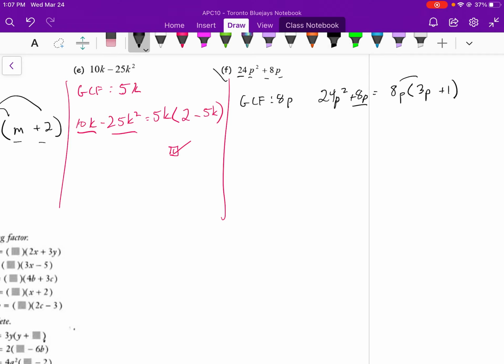I'm done. If you just get in the habit of checking your work at the end, remember you're trying to identify two quantities, in this instance anyways, two quantities that multiply together that gives you the polynomial. All right, that was fun. Enjoy the practice.